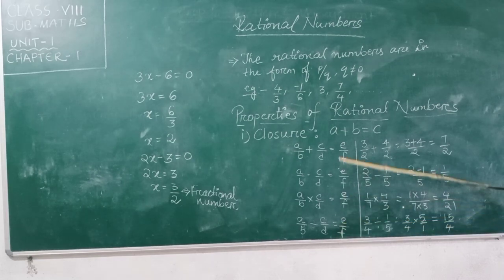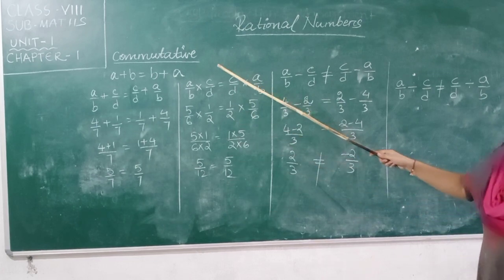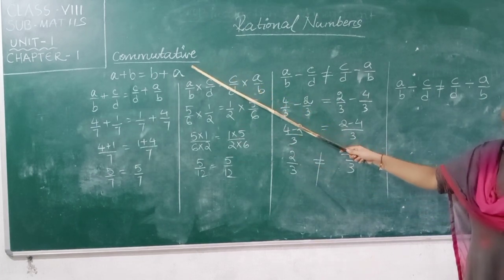So closure property will hold for addition, subtraction and multiplication. In division, the exceptional case is that the divisor should not be 0. Other than that case, it will hold under division. So closure property holds for addition, subtraction and multiplication. If we go to the next, commutative property after closure property.